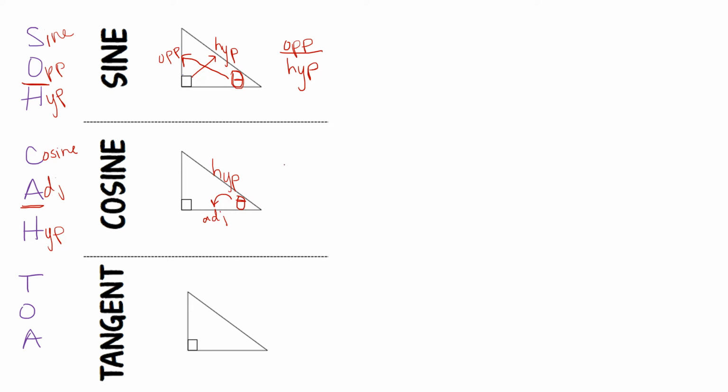So again, cosine is going to be adjacent over hypotenuse. And again, we're just setting up my ratios here. Lastly, we have tangent.